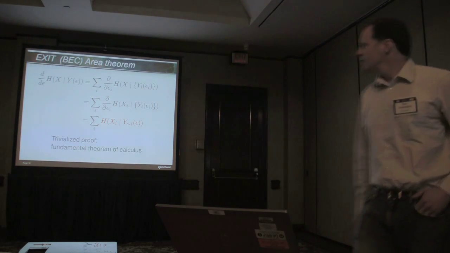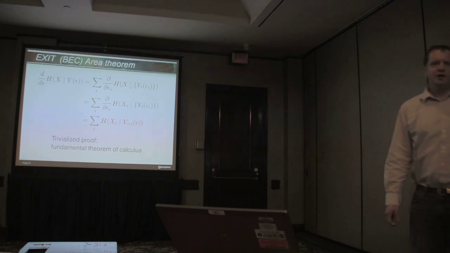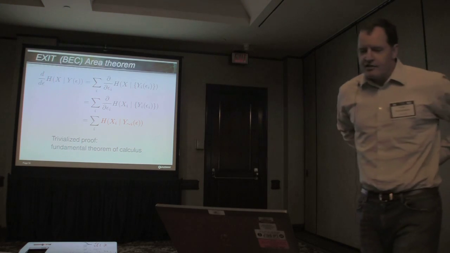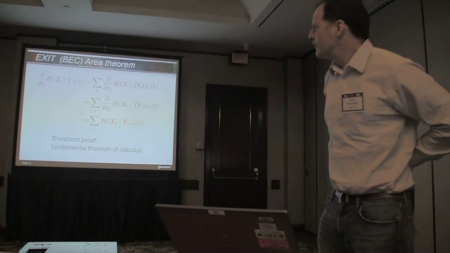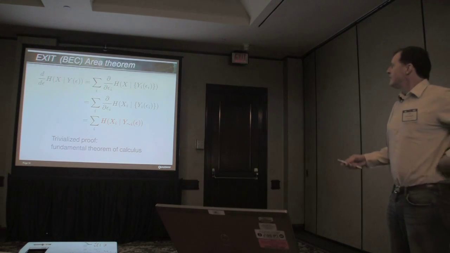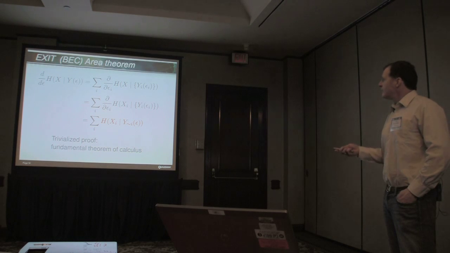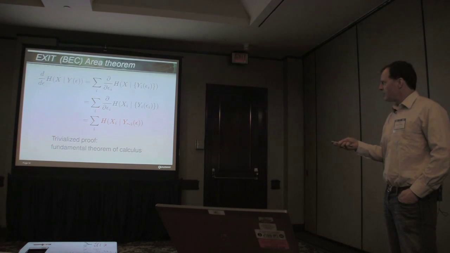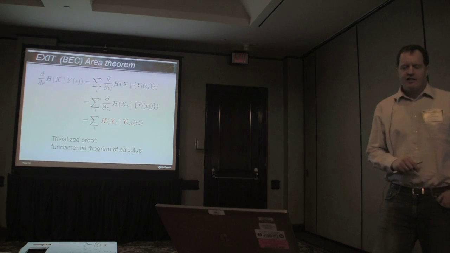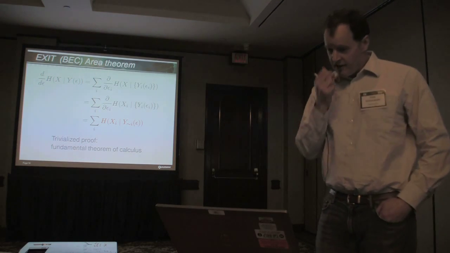So it turns out that the area theorem for the BEC has essentially trivial proof. It can be reduced to the fundamental theorem of calculus. Now, I don't want to go through the calculation, but the basic point is that you just look at the conditional entropy of a code word given the observed variable and differentiate with respect to the channel parameter. And for the BEC, what you get is exactly the exit function.